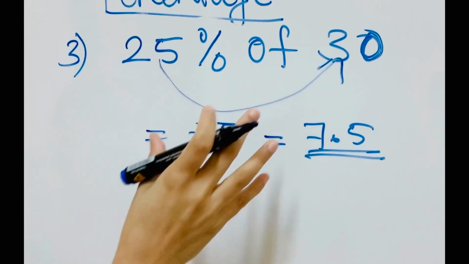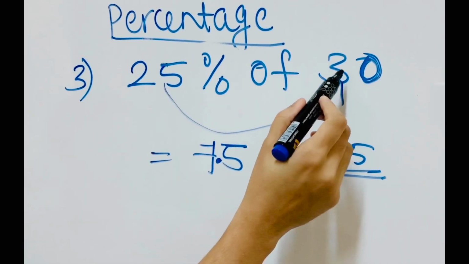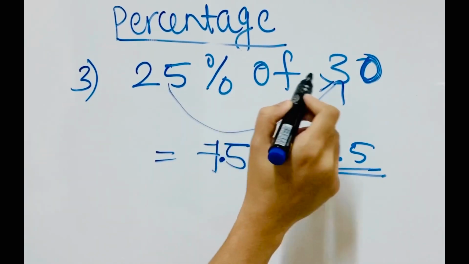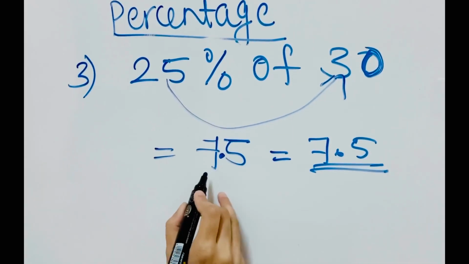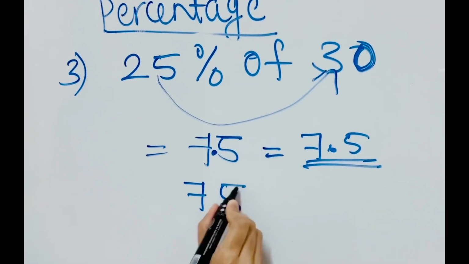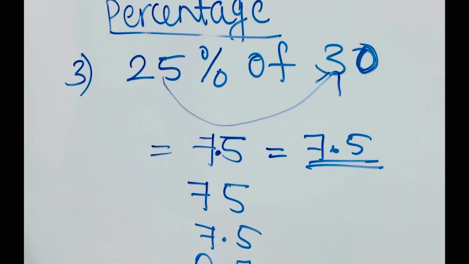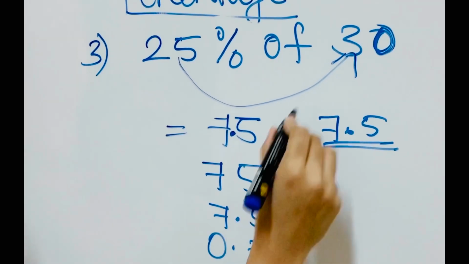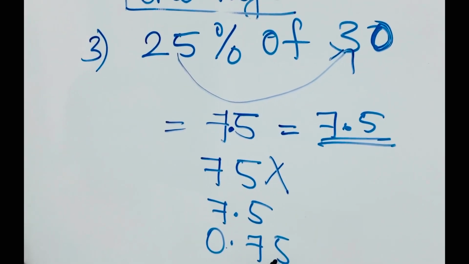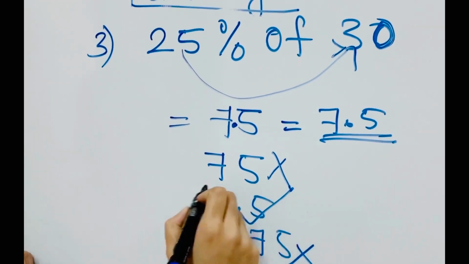From the question itself, we can understand that 25% of 30 is of course less than 30. It will not be 75. So the possibilities are either 75 or 7.5 or 0.75. 75 is greater than 30, so it will not be the answer. 0.75 is very small, so the answer will be 7.5.